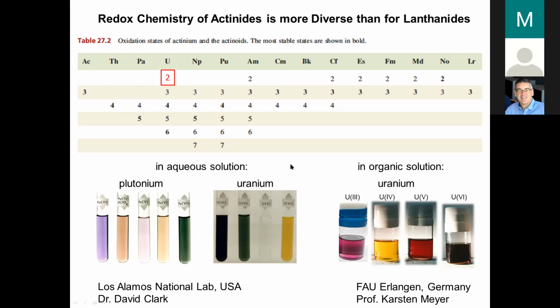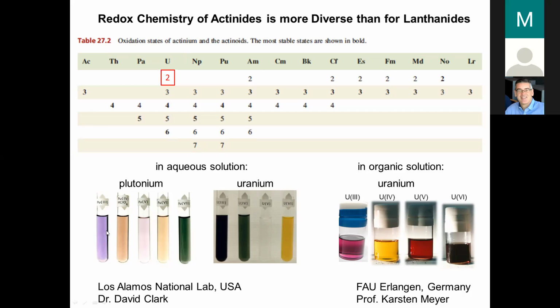The second thing I want to mention: last week you saw that the entire series of lanthanides is required to generate a nice rainbow of different colors, whereas for the actinides, it is enough to just pick the redox active ones, plutonium or uranium, and get a lot of different colors in their different oxidation states.